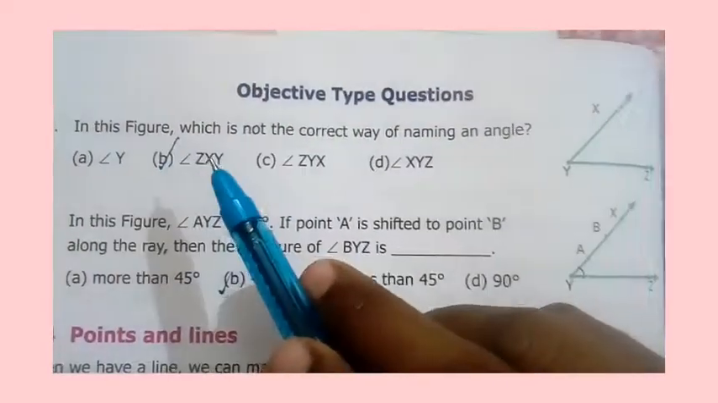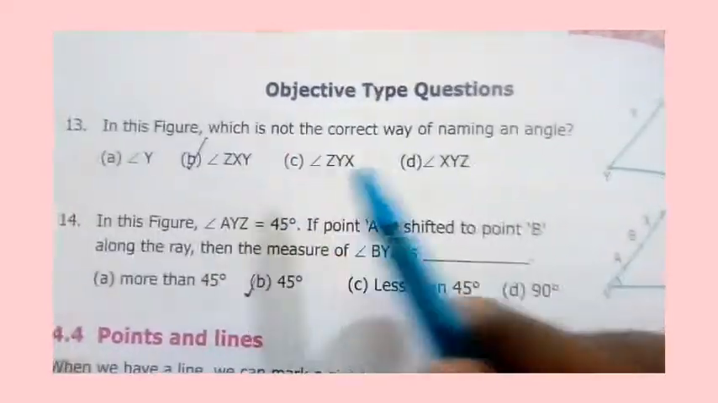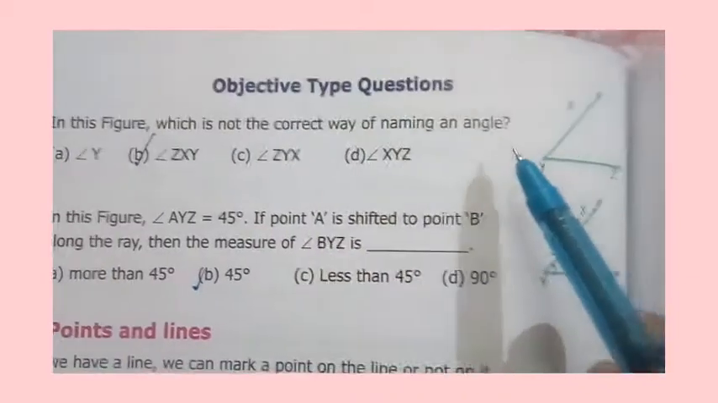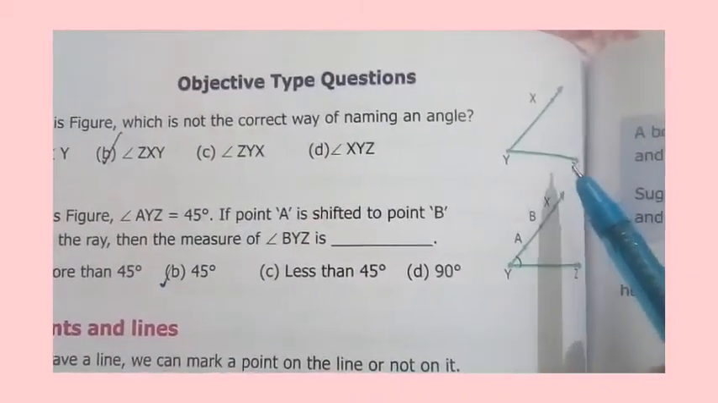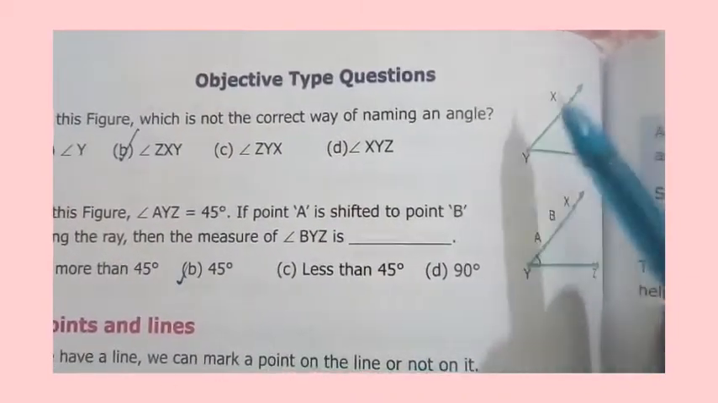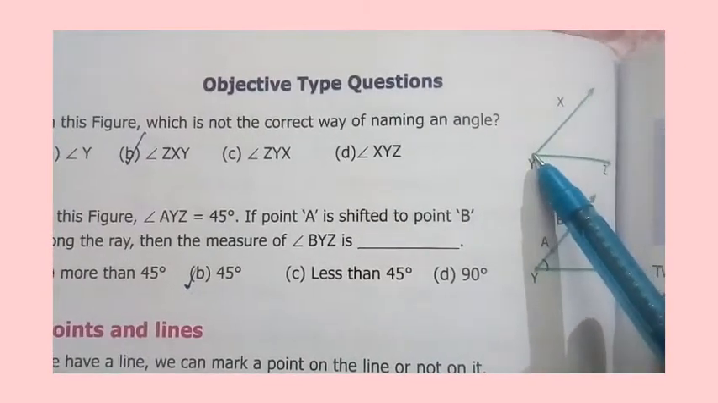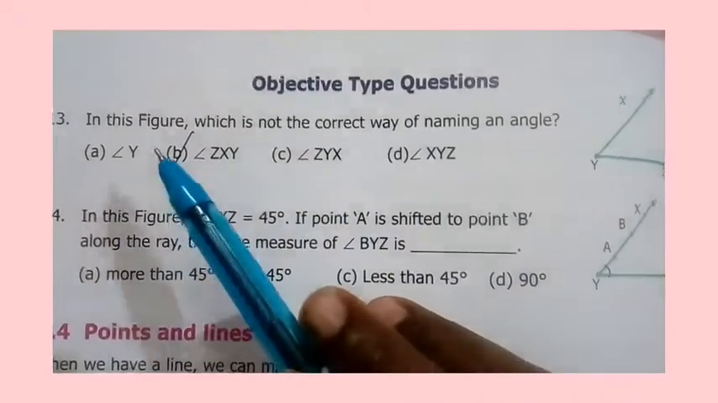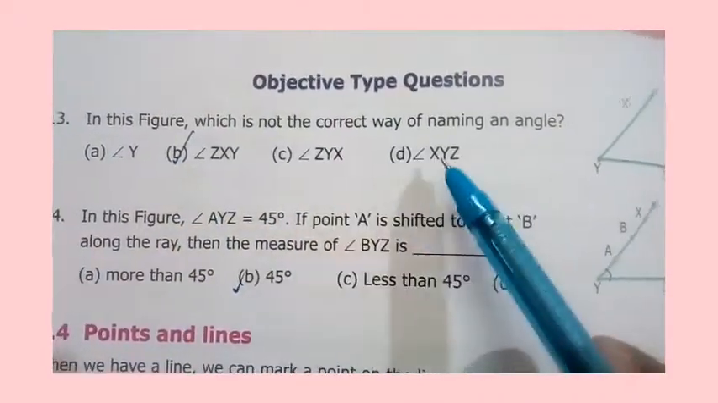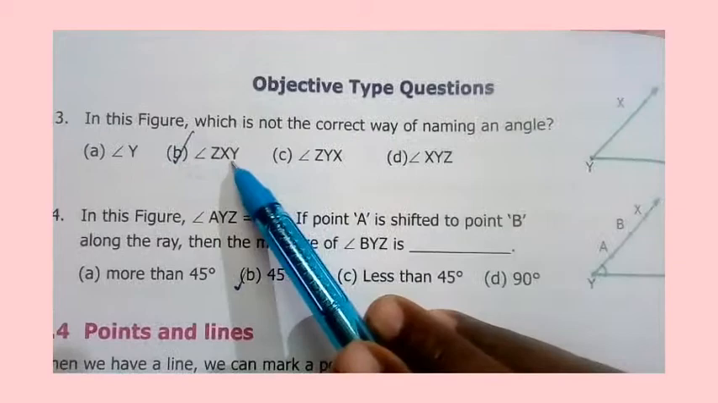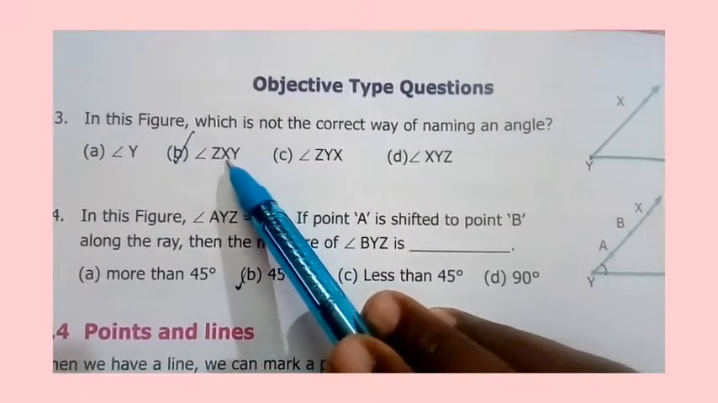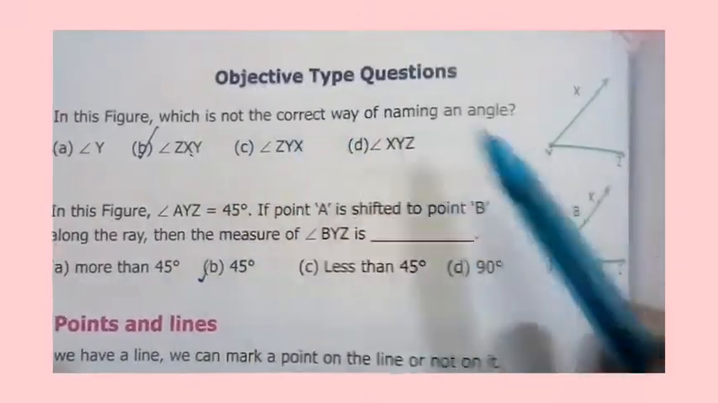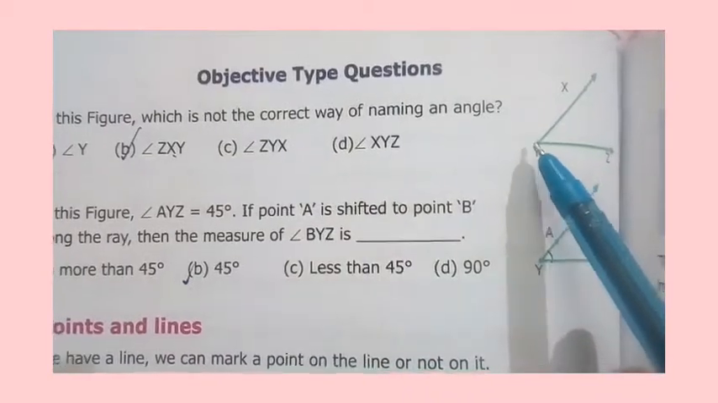Question number 13. It is a one word question. In this figure, which is not a correct way of naming an angle? Consider this picture. How do you write the angle? Z, Y, X. Y must come in the middle. So now you have to check the options. This is correct, this also correct, this also correct. Here Z, X, Y is mentioned, but the angle is formed at the vertex Y, not X. So this is wrong.